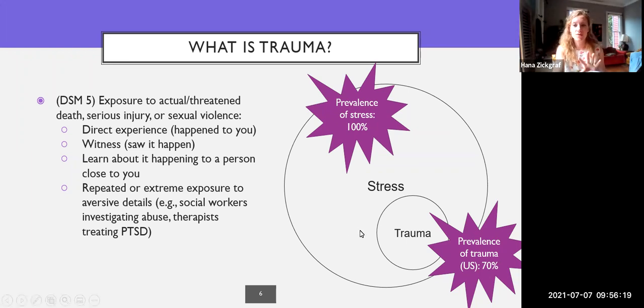So as this figure shows, trauma is a subset of stress. Everyone experiences stress, and trauma is actually not particularly rare either. Population-based studies in the United States suggest that the prevalence of having one of these experiences in your lifetime is upwards of 70%. That's higher than most other Western countries, but actually lower than some developing countries.